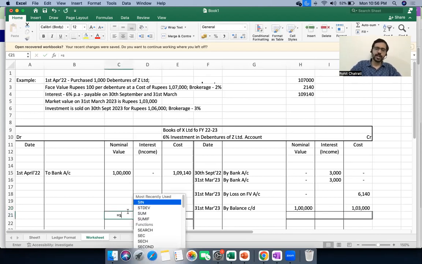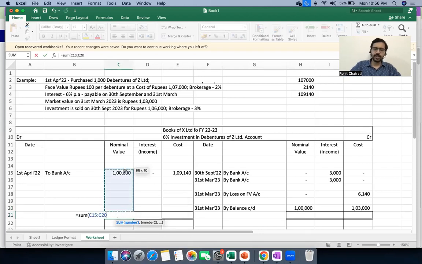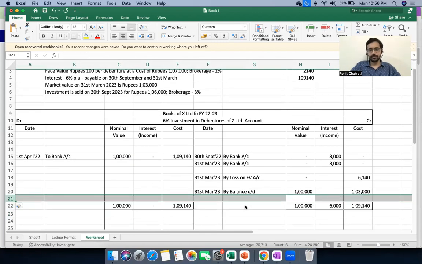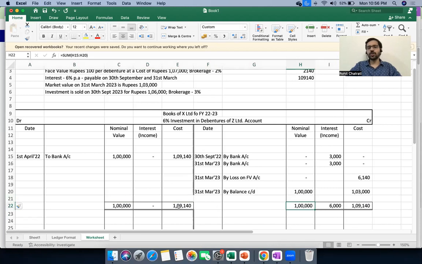Obviously, you're first supposed to take the sum and then only calculate the balance carried down. So now the balances on both the debit side as well as the credit side are actually equal. This is how we are preparing the ledger account.